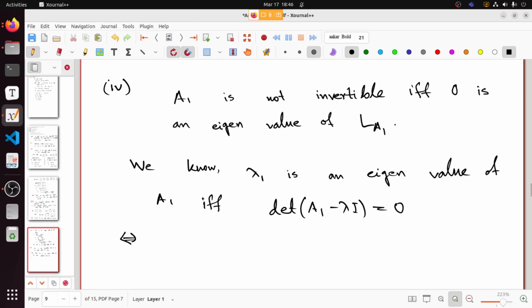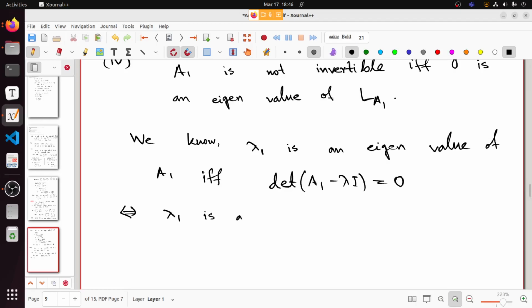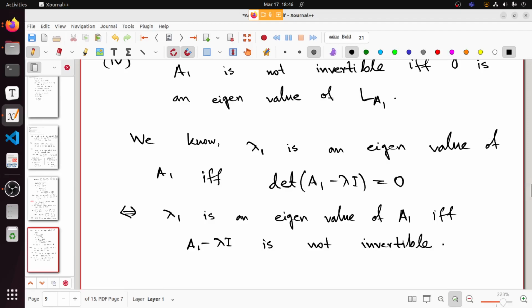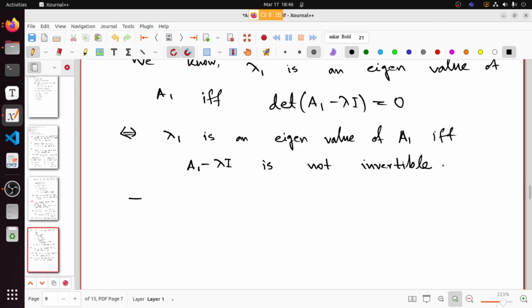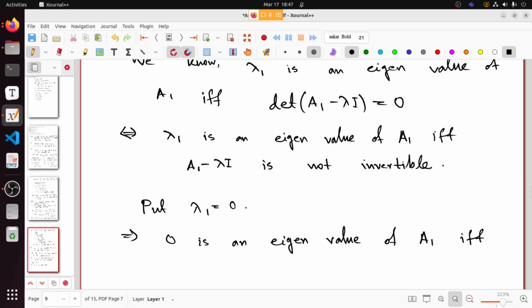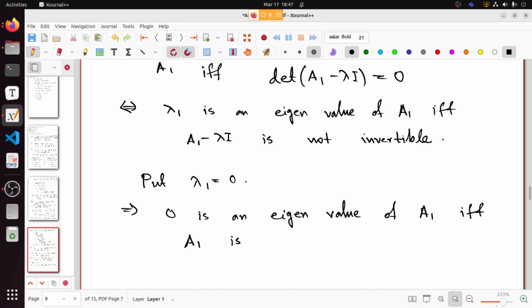So this is the same as lambda 1 is an eigenvalue of A1 if and only if the determinant is zero, meaning A1 minus lambda I is not invertible. Right. So now put lambda 1 equal to 0, which says that 0 is an eigenvalue of A1 if and only if A1 is not invertible, right?